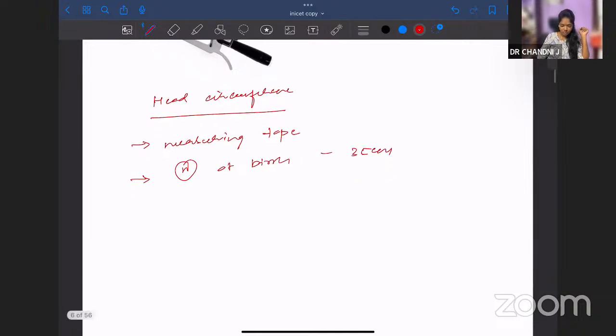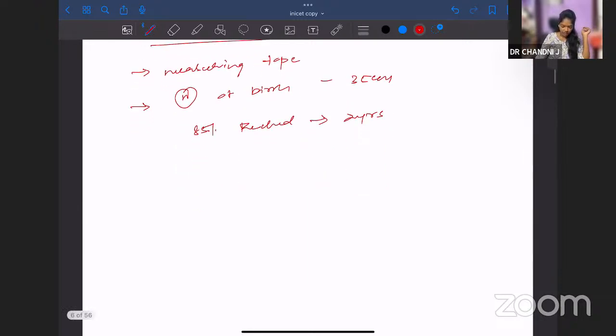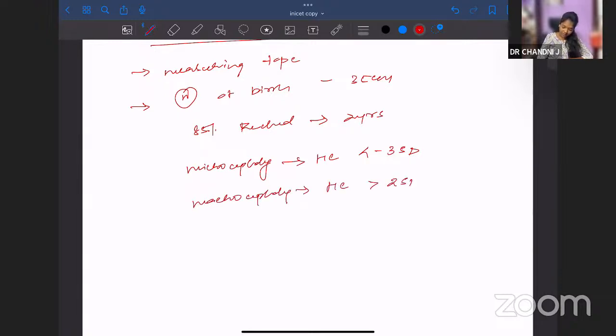What is the significance of head circumference? The maximum of the head circumference, that is around 85% of your adult head size, is reached by 2 years. By 2 years, 85% of your head circumference is reached. Clear? Okay. What is microcephaly? When head circumference is below -3 standard deviation, you call it as microcephaly. What is macrocephaly? When head circumference is more than 2 standard deviation, you call it as macrocephaly. Micro is -3. Macro is 2. Okay. So, now we have consolidated and studied all the growth parameters.